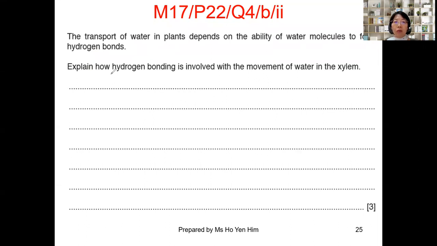Okay, how hydrogen bonding is involved with the movement of water in the xylem. So 3 marks. That means you need to focus on talking about the hydrogen bonding for these 3 marks. Within the xylem vessel, where can hydrogen bonds be formed? And how can that hydrogen bonding help in the transport of water up the xylem vessel? So who wants to try first?